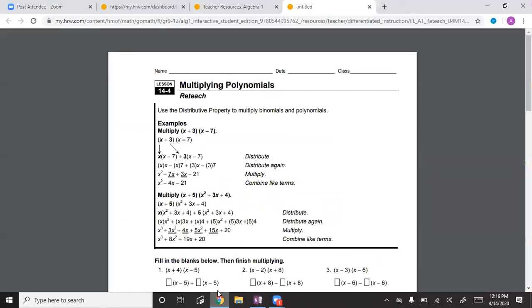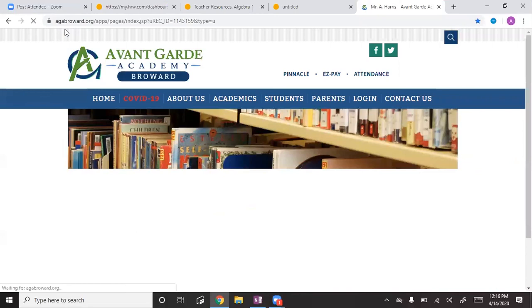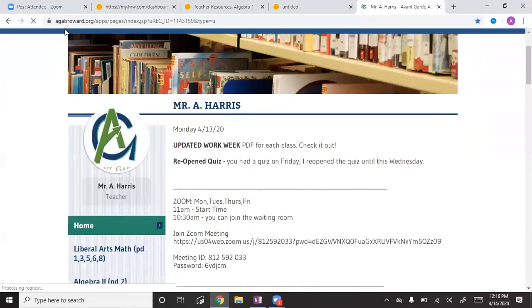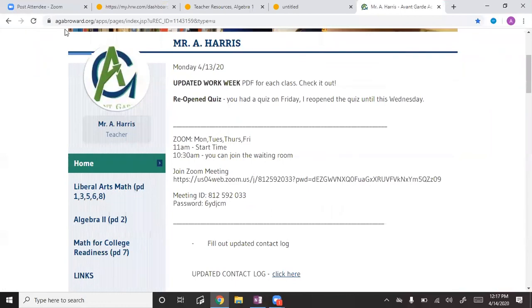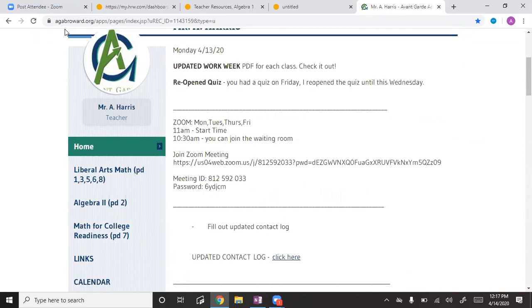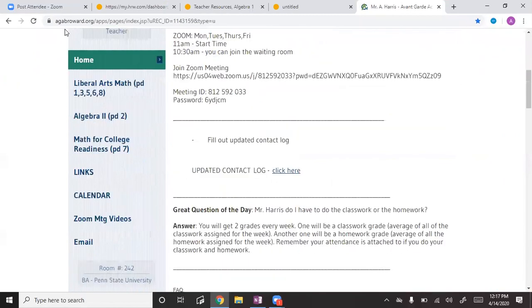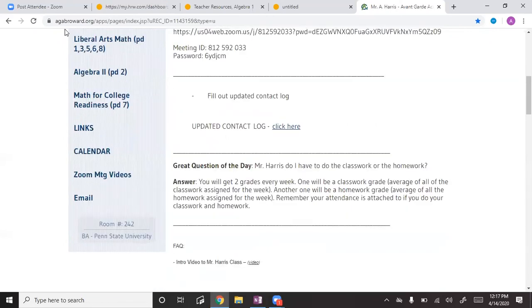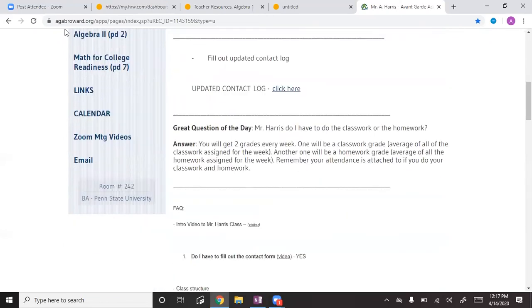Now, let's go back here because that's it for the day on anything that we have to do. I just want to reiterate, if you're hearing stuff from other students, please send them to my portal. I can't make it any easier. Updated work week PDF is there. I reopened the quiz that you had last Friday. When is it due? Wednesday. Where are Zoom meetings? Right here. Contact log. Everybody must fill this out. I just filled it out today, so can you put in my grade, please? Well, when I check it, I will.